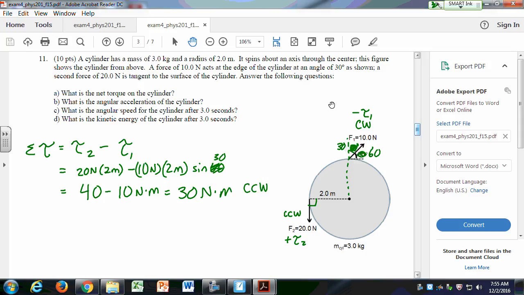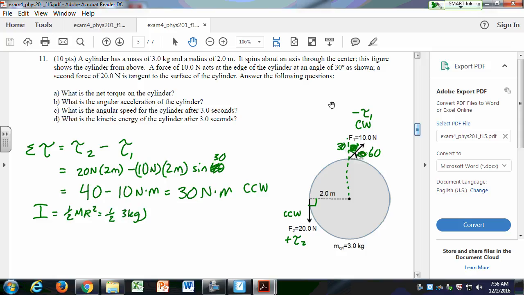And then I also need to find the moment of inertia, I. I go over to my table, and this is a disk, which is the same as a cylinder. And the moment of inertia for a cylinder from my table is 1/2 mr squared.